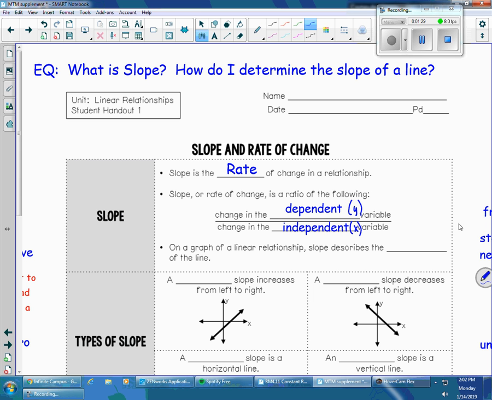Now this looks weird to me because we've got the lines for you to put the words in, and then there's this line here. This line in the middle is actually a fraction bar. So it is y over x, just like what we've been practicing when we were in the Eureka materials. Now, on a graph of a linear relationship, the slope describes the steepness of the line. How fast is it going up, or how fast is it coming down, or maybe it's flat and it's just staying the same. So that's what slope is going to describe, and it's in a picture form for us.